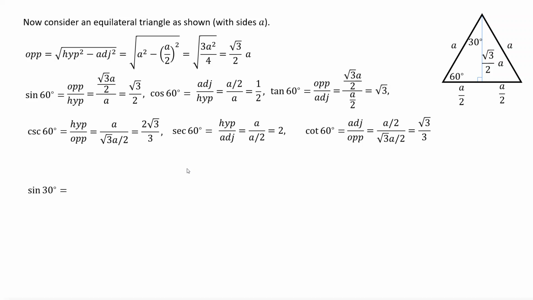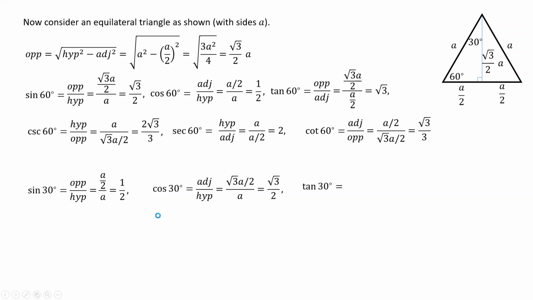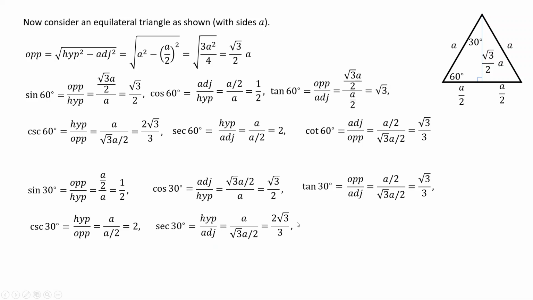Now, for sine 30, we will look at this angle, and opposite is now a over 2, adjacent is square root of 3 over 2 a, and hypotenuse is still a. We use those and we get sine 30 to be 1/2, cosine 30 to be square root of 3 over 2, tangent 30 is 1 over 2 over square root of 3, okay, yeah, that's right, is square root of 3 over 3. Cosecant is 2, the reciprocal of sine. Secant is 2 square root of 3 over 3.